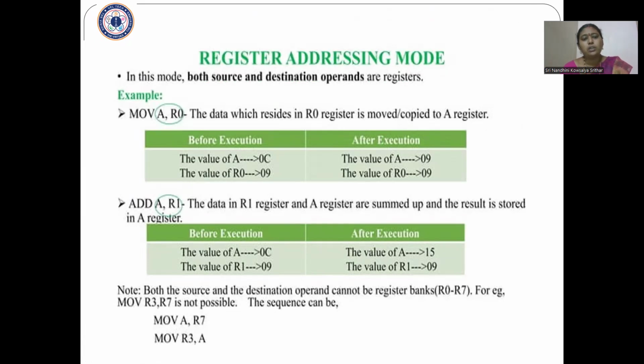Then the next one is register addressing mode. In this, both source and destination operands are registers. MOV A, R0: the data which resides in the R0 register is copied to the A register. Before execution, the value of A is 0C and the value of R0 is 09. After execution, the value from the register is moved to the accumulator, so the value of A is 09 and the value of R0, that is register 0, is 09.